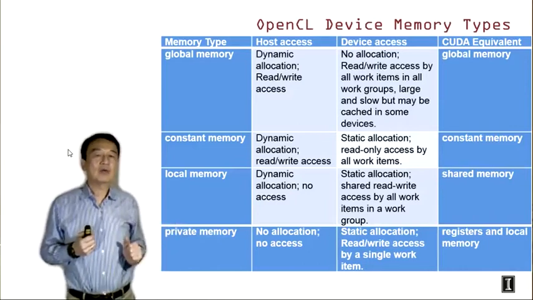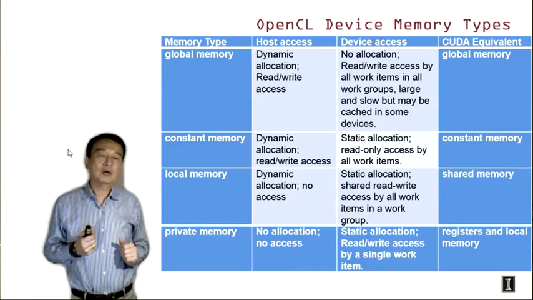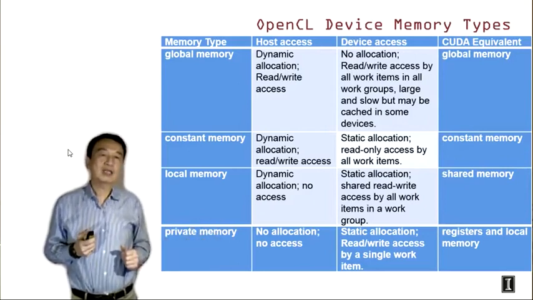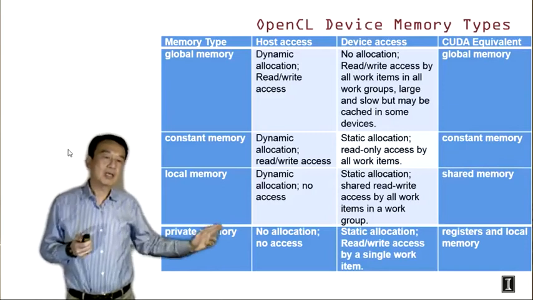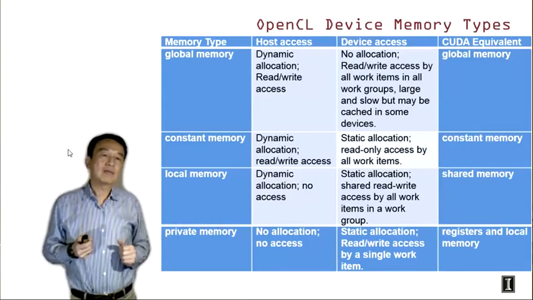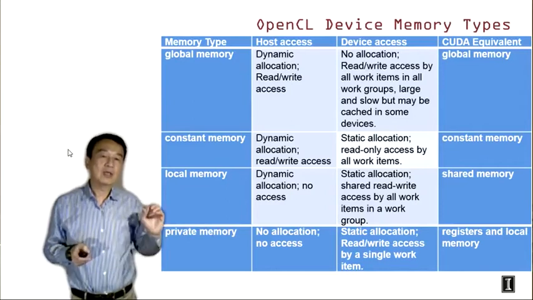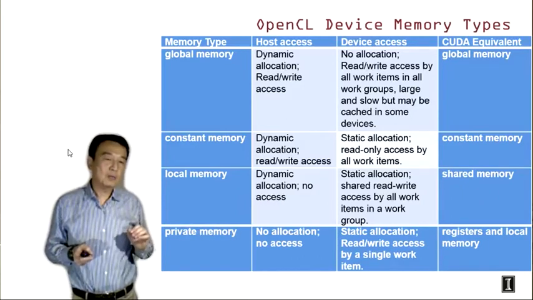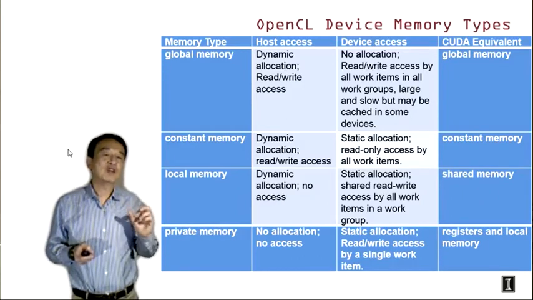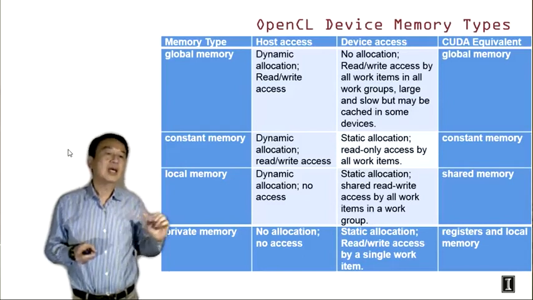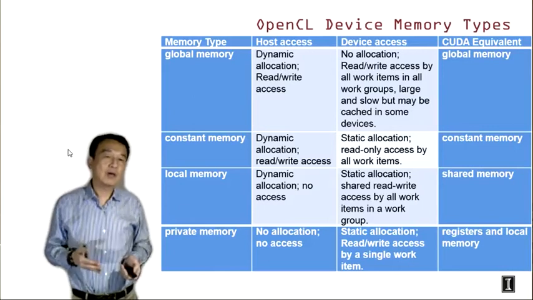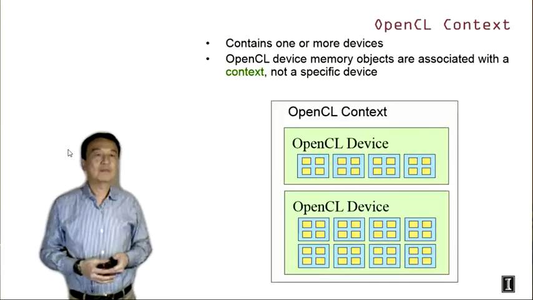And finally, we have private memory in OpenCL, and the private memory cannot be allocated or accessed by the host code, but it can be statically allocated and have read-write access by a single work item. So whenever we declare any variable as a private memory variable in OpenCL, there will be one version per work item. And this is equivalent to the registers or the local memory in the CUDA terminology.